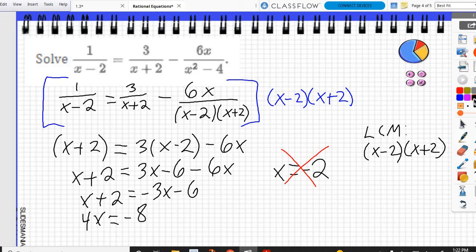So if it doesn't work, what's my answer? No solution. So just write no solution. All that work for no solution. Questions on that?